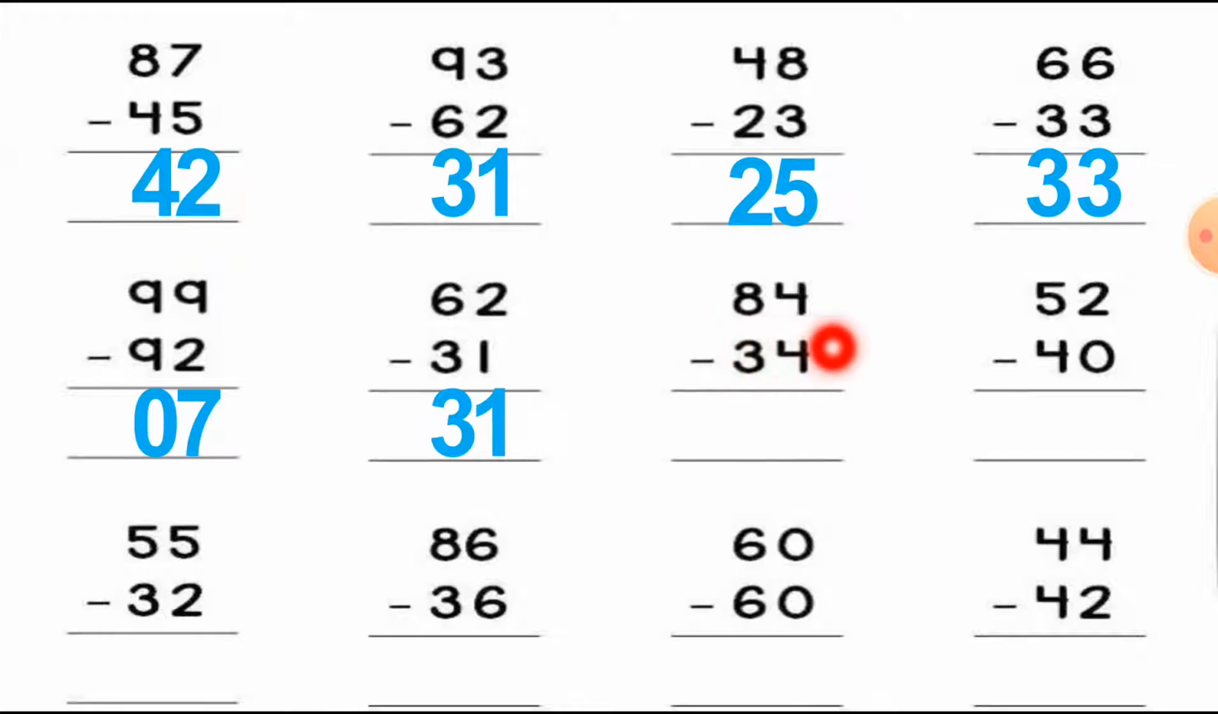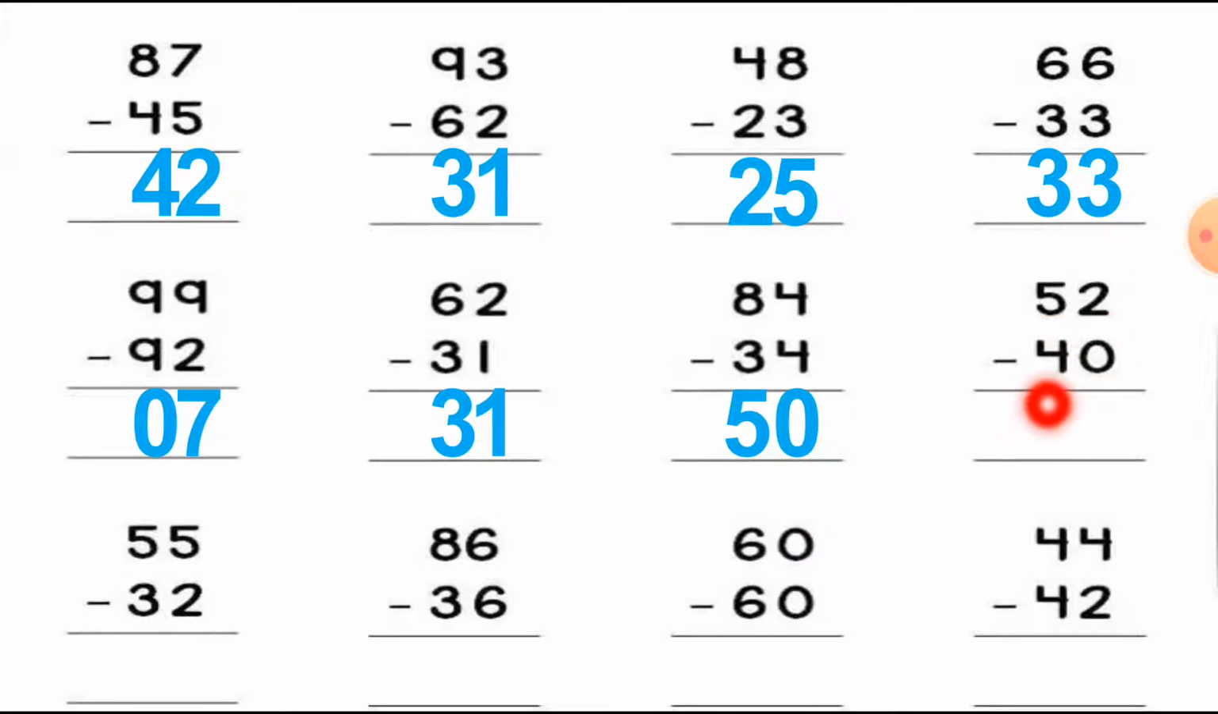Then the next one, 84 minus 34. In this, the ones column is 4 minus 4. These are equal numbers. So 4 minus 4 is equal to 0. Then the tens column, 8 minus 3. So 8 is a big number and 3 is a small number. So 8 minus 3 is equal to 5. So the answer of this sum is 50.